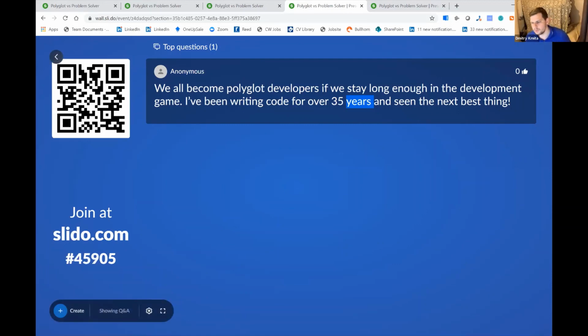Okay, so first of all, on this one, as I probably already said, I don't believe there is a black and white view on polyglot and problem solving people. It's all about attitude. So if you've been upskilling yourself for 35 years and learning new skills and maybe new languages, it doesn't necessarily make you a polyglot, because you've been learning all those new skills to solve specific business problems.